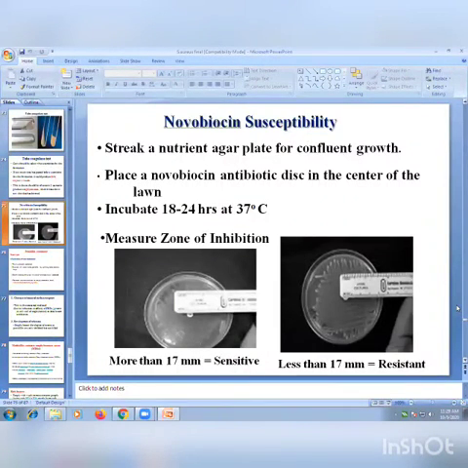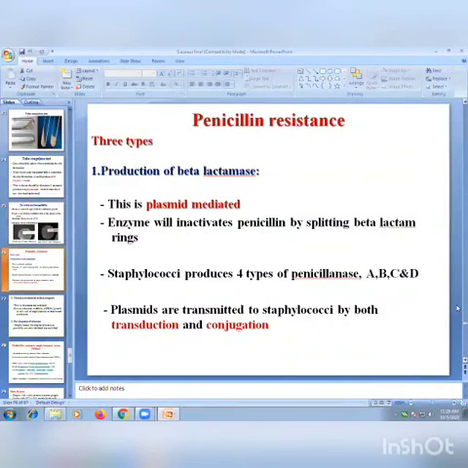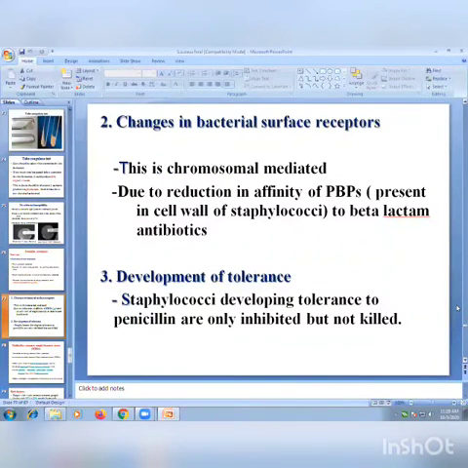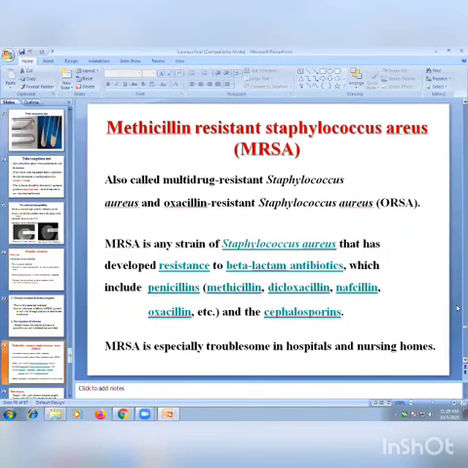Then antibiotic susceptibility is also used to check the zone of inhibition. Then penicillin resistance: to check penicillin resistance, we look at production of beta lactamase. Plasmid mediated enzymes inactivate penicillin by splitting the beta lactam ring. Staphylococci produce 4 types of penicillinase, A, B, C, D. Also there is change in bacterial surface receptors, which we already studied, and reduction in penicillin binding proteins. Then development of tolerance: Staphylococci develop tolerance to penicillin, which only inhibits but does not kill them.